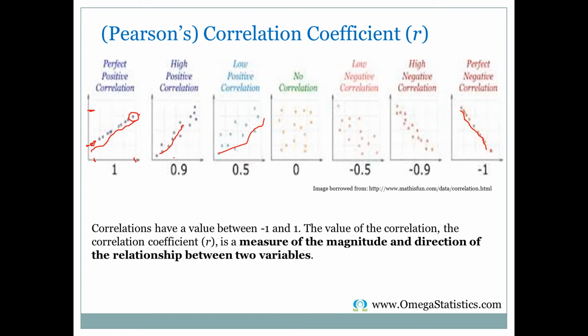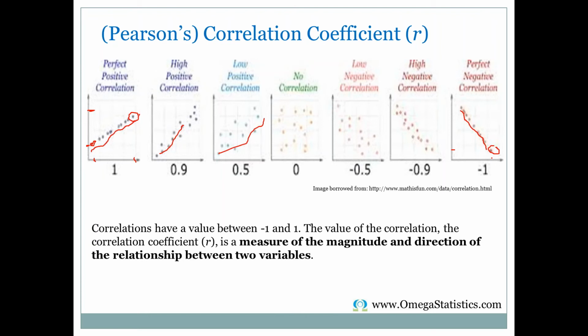Here with the negative correlation, they go the opposite way. They go top to bottom. What that means is when your values are going up on one variable, they're going down on the other. So let's look at this one here. This one is very high on the x, but very low on the y.